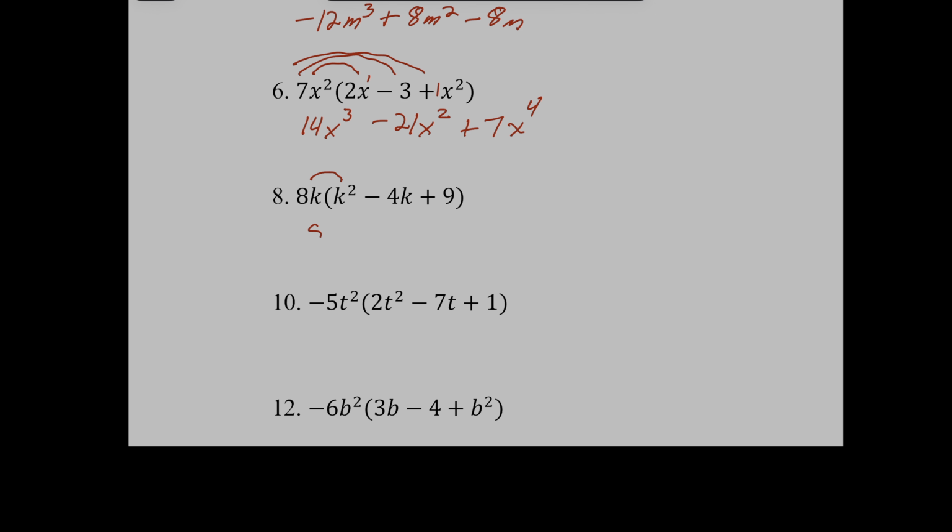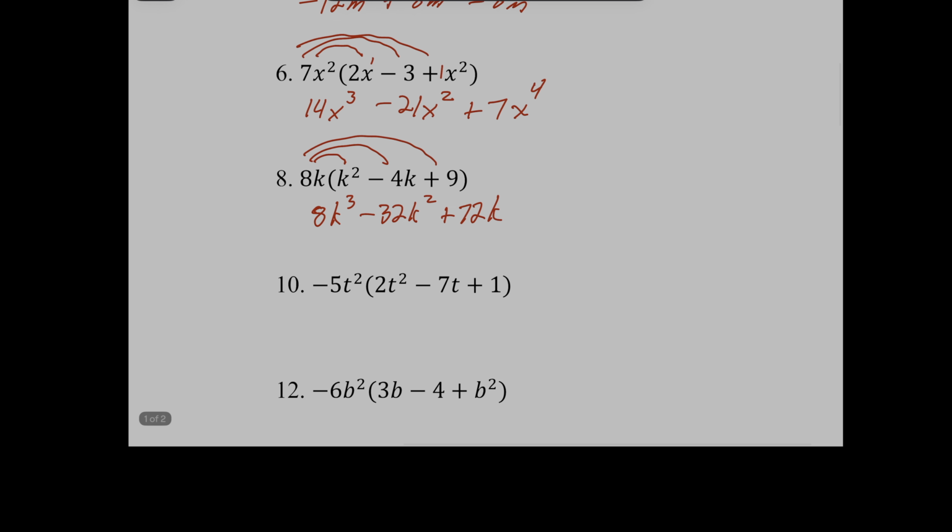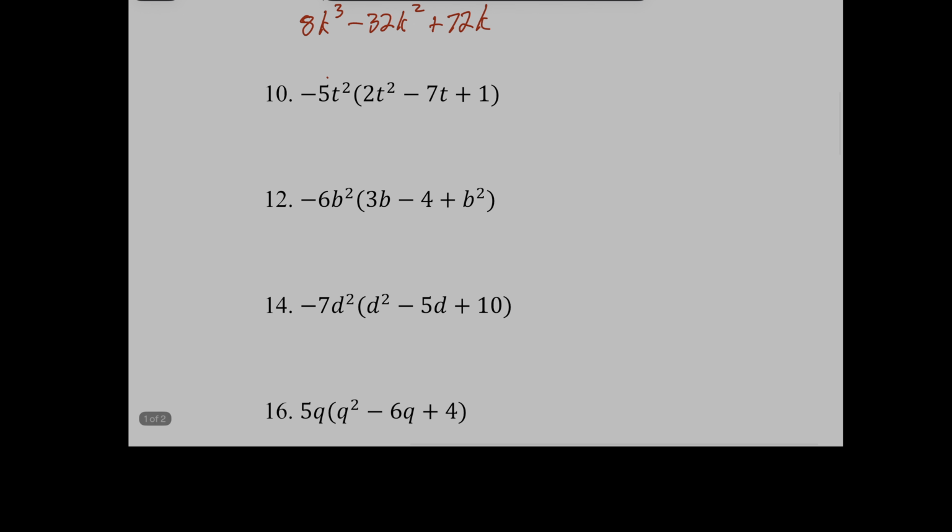When I multiply these, I get 8k to the third power. I multiply this one, positive times a negative is a negative 32k what? K squared. And the last one is a positive times a positive, which is plus 72k. Going on, number 10. I'm going to multiply these two, and I'm going to get a negative 10t to the what? Add them. Fourth. Boom.